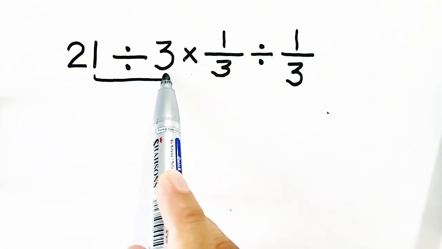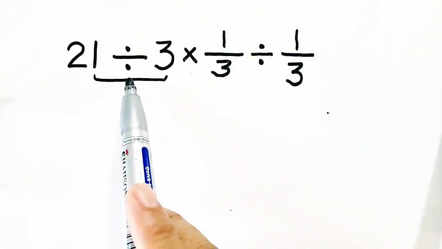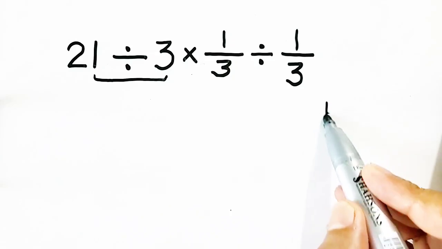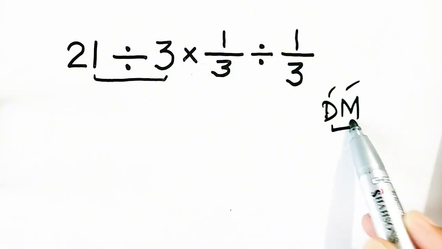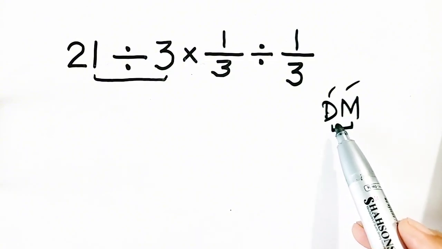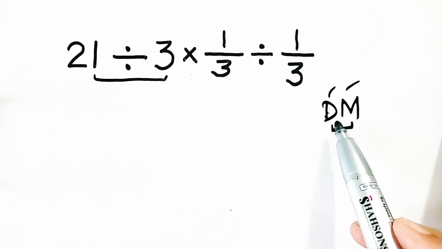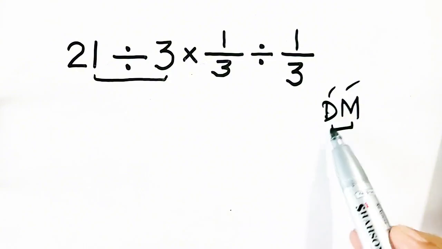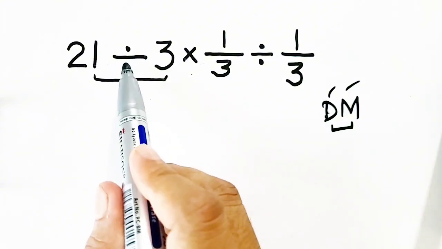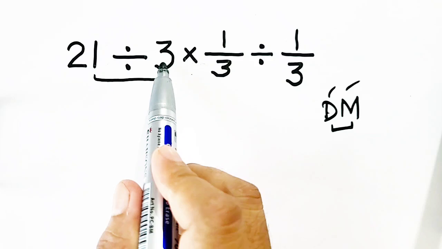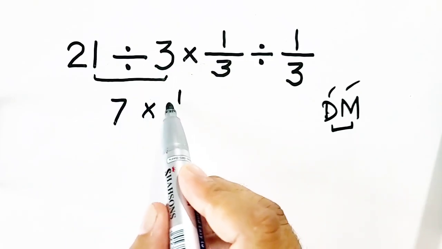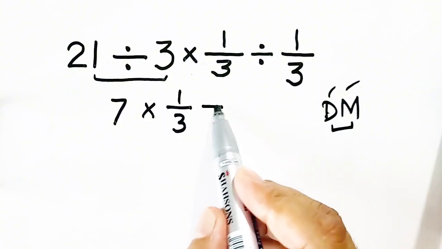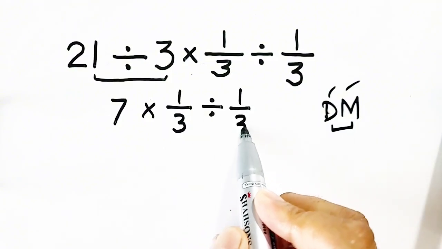21 divided by 3. We will do it first because we have to apply the DM rule, division multiplication. And remember that when we have division and multiplication in the same question, they have the same priority, but the operation which is at left will be performed first. As division is at left, so we will perform division first. So 21 divided by 3, it will be equal to 7 times 1 by 3 divided by 1 by 3.